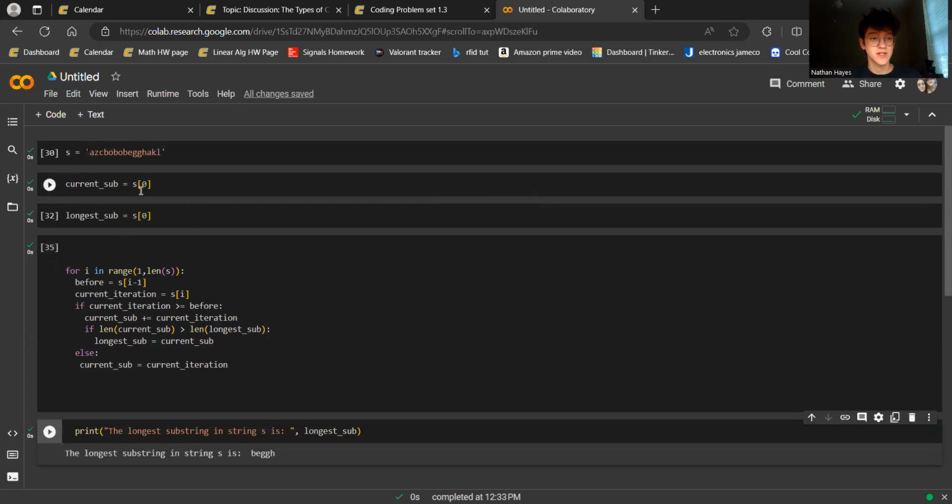We have this current substring, which is the position 0 of the S string, which would be here at A. Longest sub starts at the same position. For i in range of the length of S, I'll start at position 1 because we have a before iteration and a current iteration, one in front of it. Probably should have just said after, but before is S of i minus 1, which would just be 0, where A is. And the current iteration is 1 ahead at Z. So it's scanning the first character and then the character ahead of that.